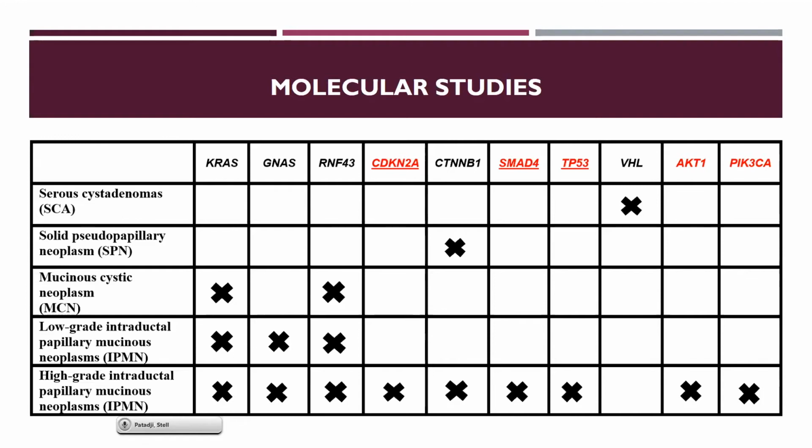Presence of additional mutation in the CDKN2A, PTEN, SMAD4, P53, AKT1, and PIK3CA genes in an IPMN with already KRAS and/or GNAS mutations are highly sensitive and specific for IPMN with high-grade atypia or invasive carcinoma. Immunohistochemical stains are available for the underlying genes and can be performed on the cell block.